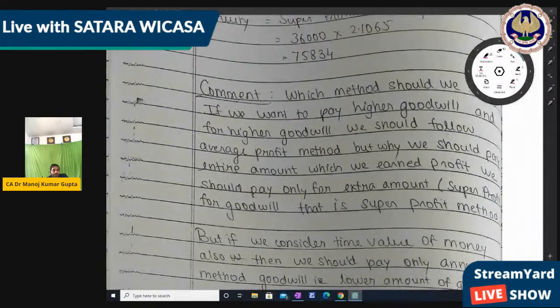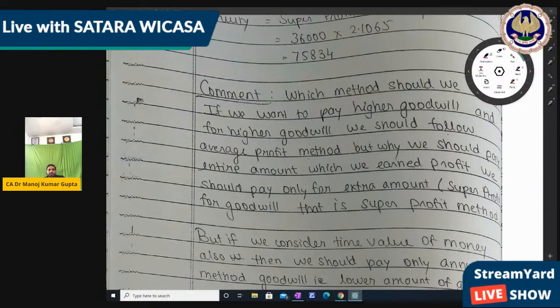So we can say if we want to calculate more goodwill, then we can use the average profit method. If we want less goodwill, then we can use the annuity method. But the best method is the super profit method, because under it we get extra profit, and we even multiply with the annuity factor so that we consider the time value of money also, right? So the best method may be anything as per the company situation. But if we want to make goodwill higher, then we should use average profit. If we want to reduce the goodwill, then we should use the annuity method.